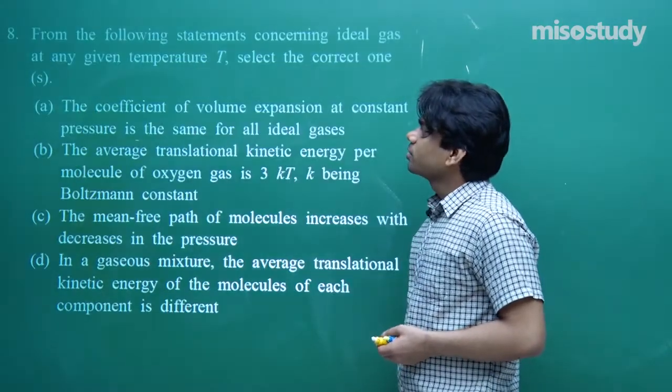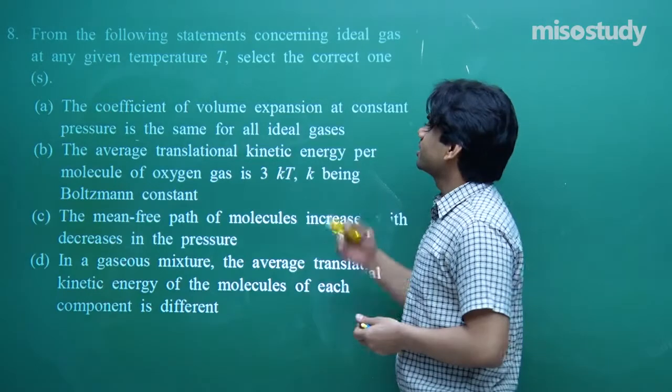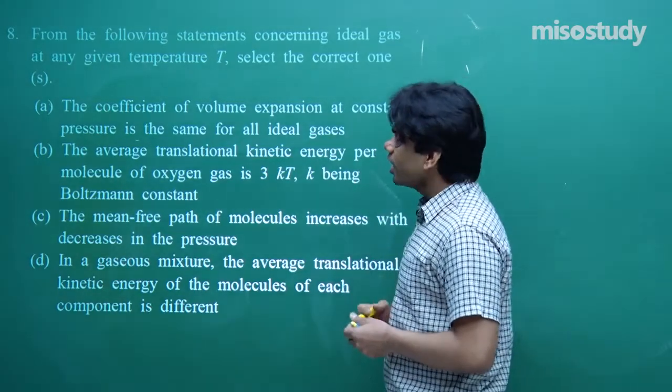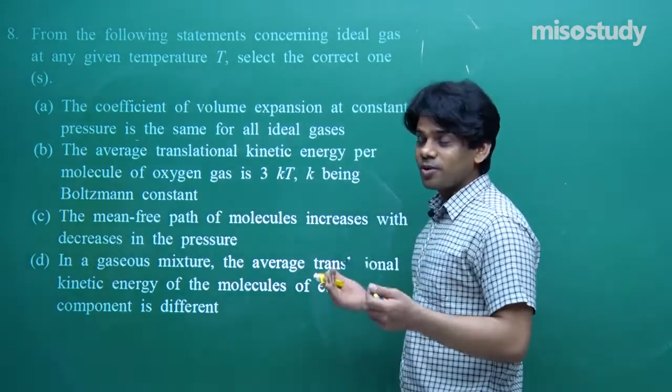Question number 8. From the given following statements concerning ideal gas at any given temperature T, select the correct one. A, the coefficient of volume expansion at constant pressure is same for all ideal gases. We need to comment on this.